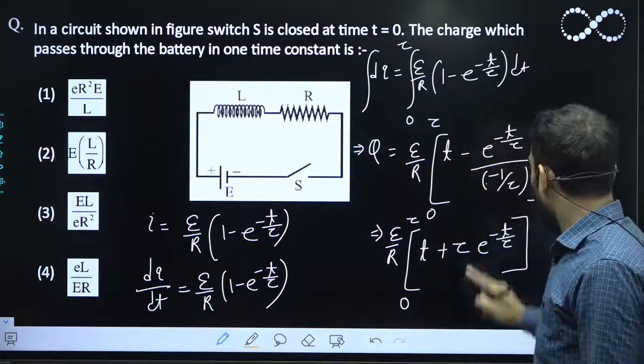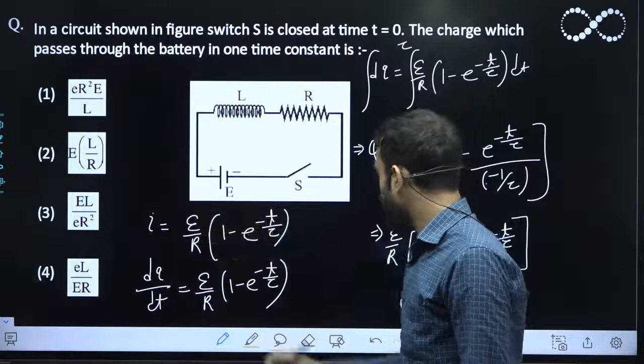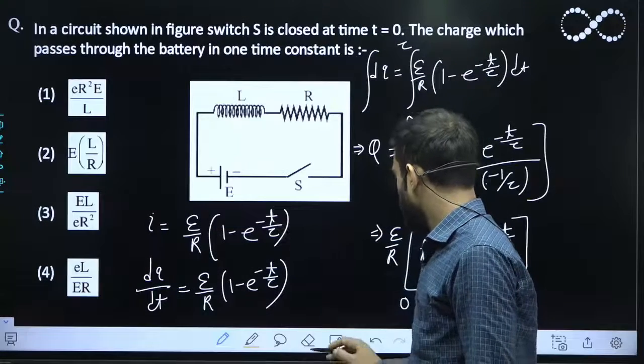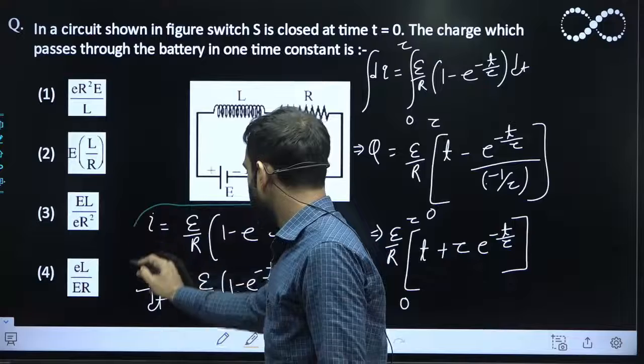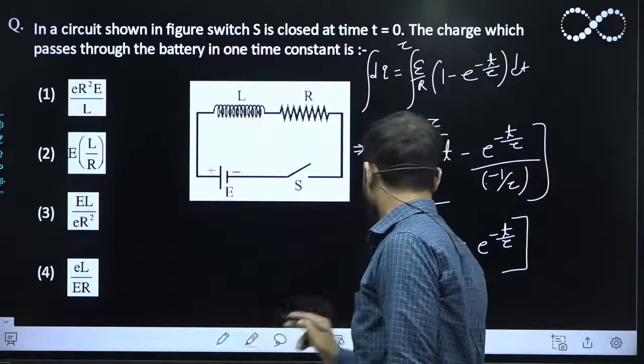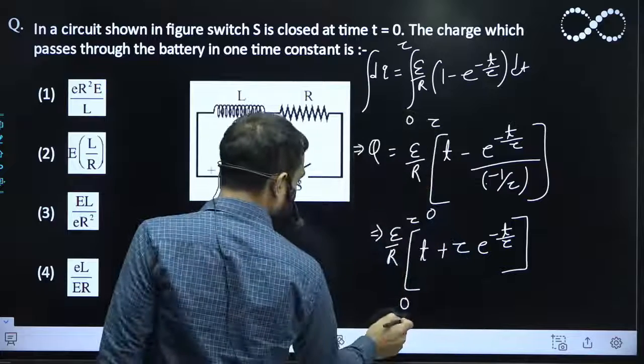Now this value I have to calculate here. So let us erase this one here. I am erasing here. I need some space. I am taking this here.